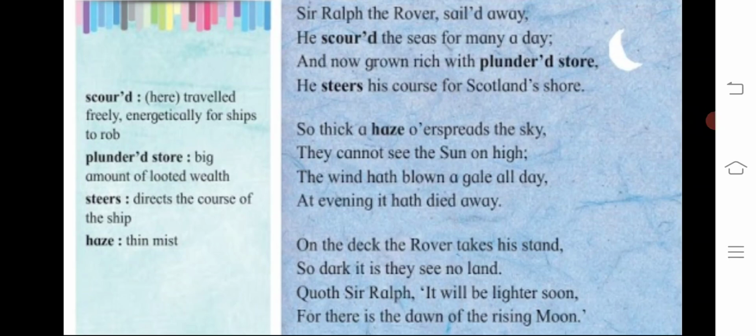The wind had blown a gale all day. Gale means a stormy atmosphere. For the whole day the wind was stormy. At evening it had died away, but the day and evening were all spoiled by the gale. On the deck Rover takes his stand. On the deck of his vessel, vessel means ship, Rover was standing, and he had taken his stand proudly and haughtily. So dark it is they see no land, and nobody on that vessel could see the land.